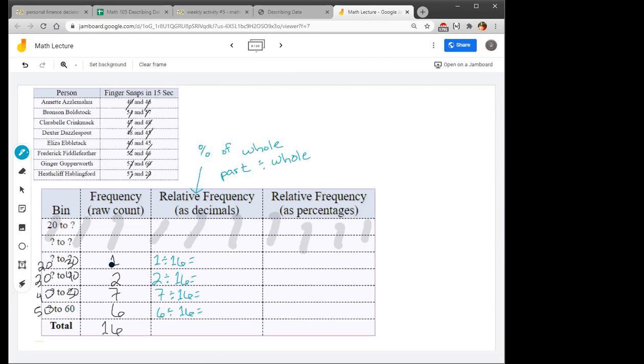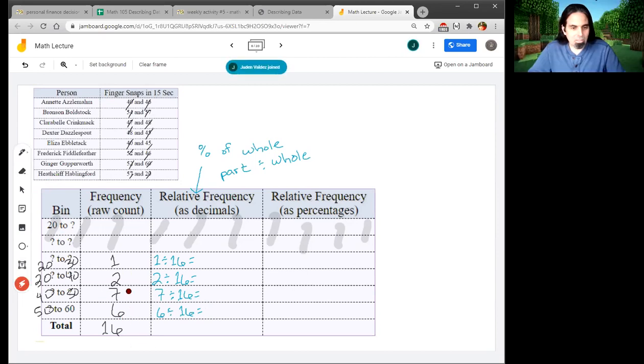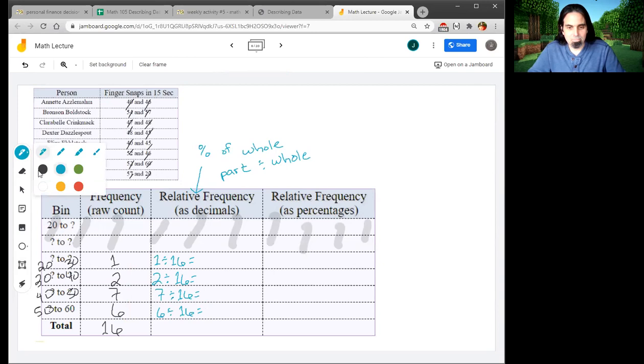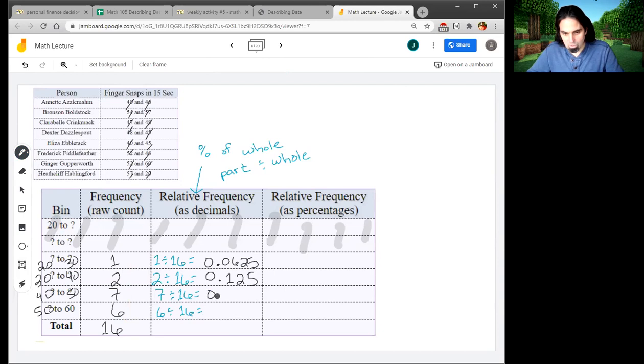Can you remind me again where the 16 is coming from, where we're getting that? Because I added them all. Ah, got you. So 0.0625. 0.125. 0.4375. 0.375.